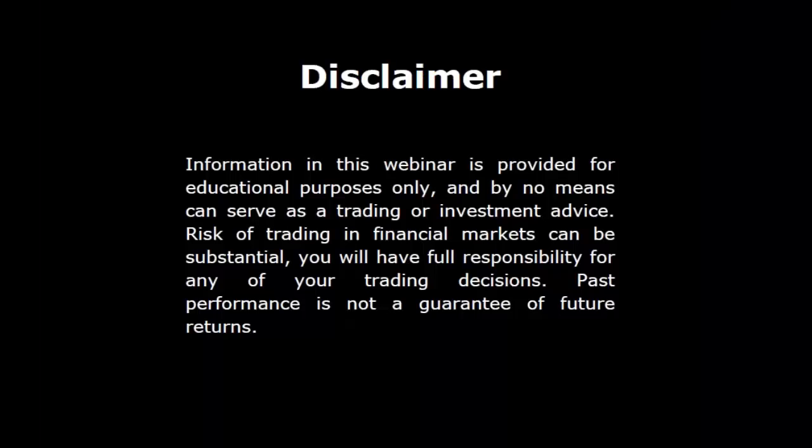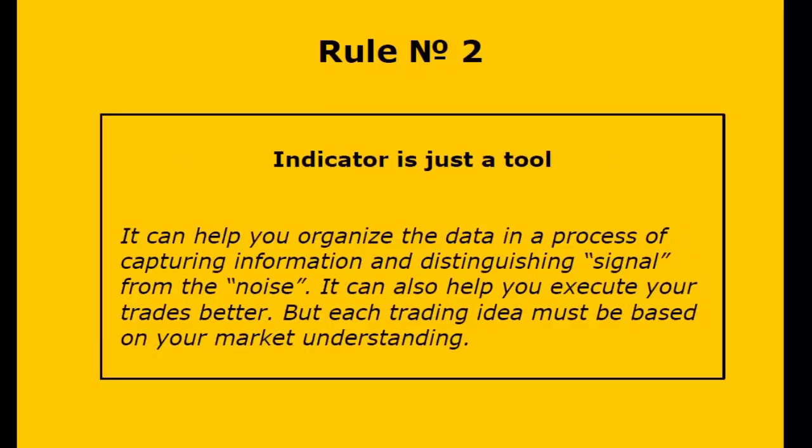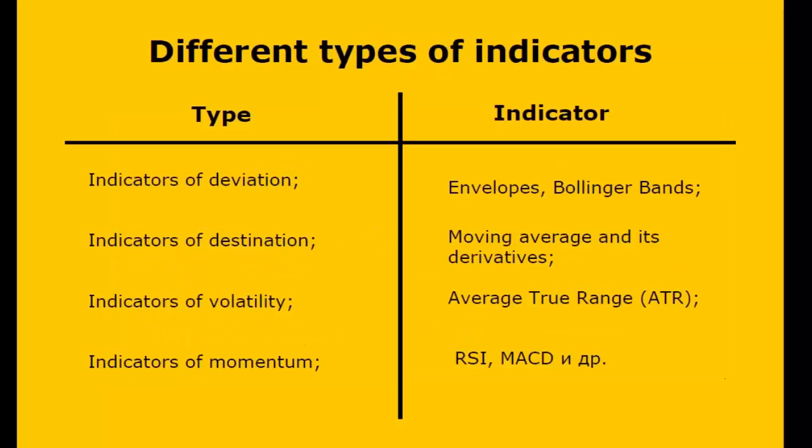Let's go once again through the information that I have provided you today. We have a couple of rules. First of all, indicators can't work or not work. We build a trading model using a set of indicators, and this model can be effective or not effective. We are responsible for the idea. Indicator is just a tool. It can help you distinguish signal from the noise or execute your trades better. But the responsibility for building a trading hypothesis or a trading idea is yours.